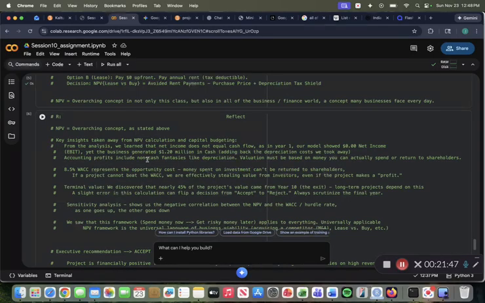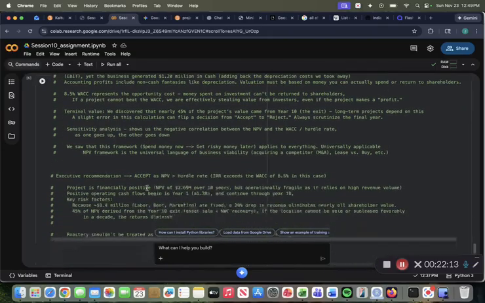Our terminal value, we discovered that nearly 45% of the project's value came from year 10, which was the exit or selling our company, or the roastery rather. And long-term projects depend on this exit. A slight error in this calculation can flip a decision from accept to reject. So we always really need to scrutinize the final year and make sure that our calculations are actually accurate.